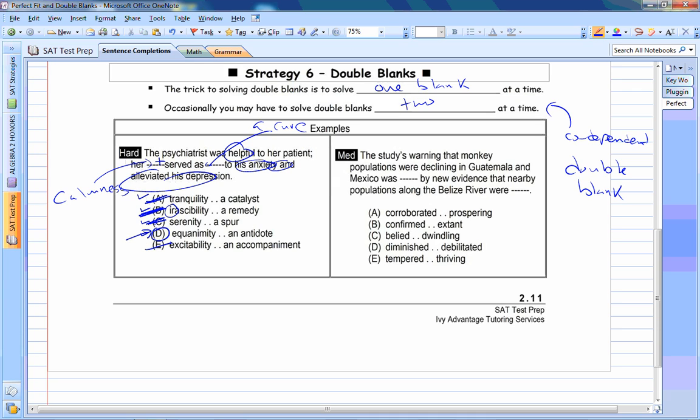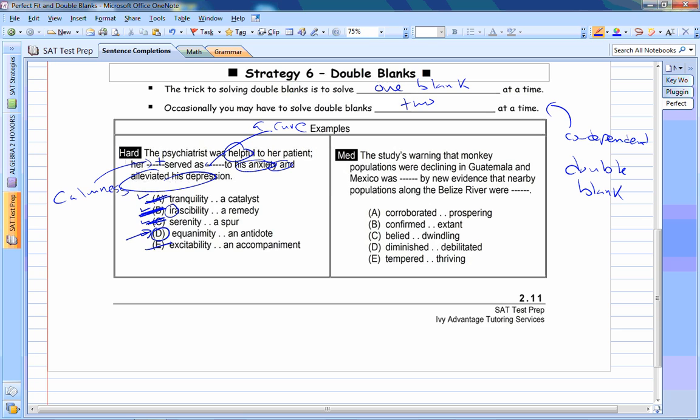Equanimity means being even-tempered. Irascibility means being irritable, which can make sense because irascibility has that IR negative prefix. Equanimity means equal, even, tempered, makes sense. Another thing you could have done too is focus on the second word in the beginning, and hopefully you would have eliminated A, C, and E, and you'd be down to B or D anyway. And then, of course, you're looking for something positive, so we go with D.